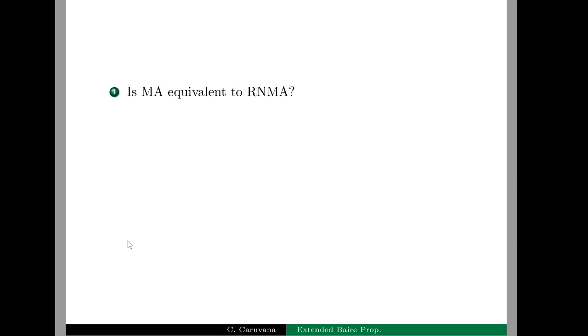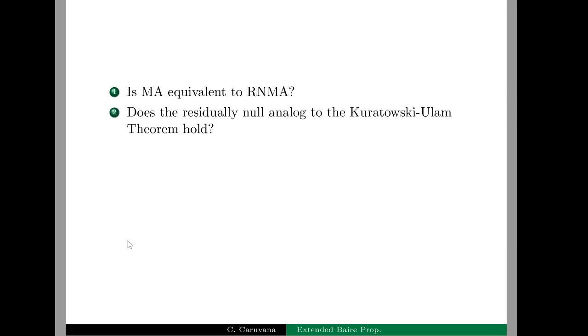I've been thinking about that for a while. It's not so easy to relate the covering numbers. Also, does the analog to the Kuratowski-Ulam theorem hold? I find it surprisingly difficult, considering it's so easy. Well, it's not so difficult in the meager case, or the category case.